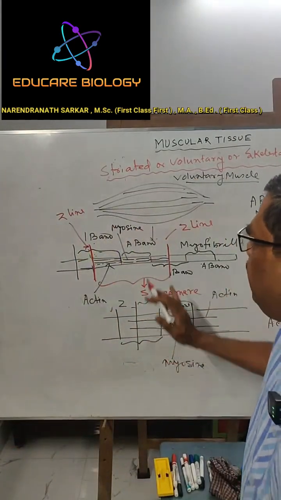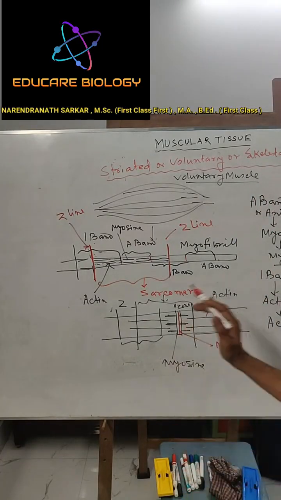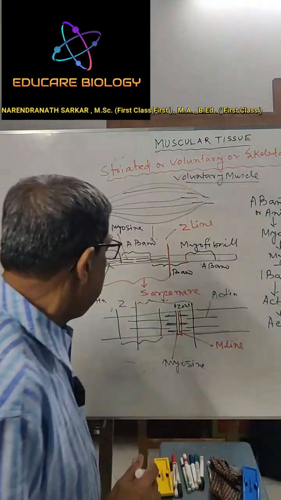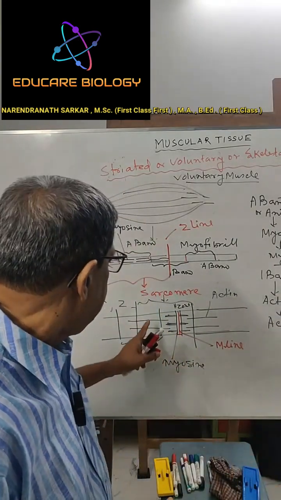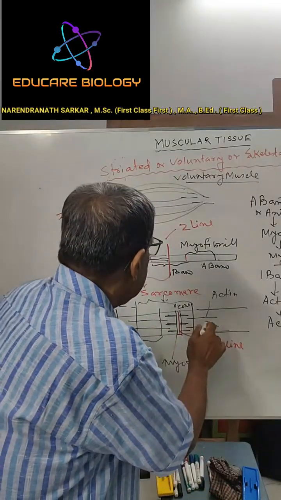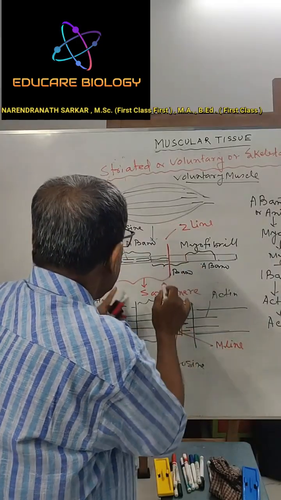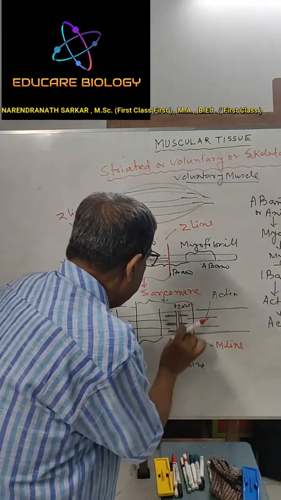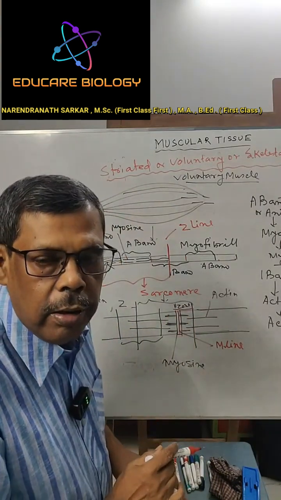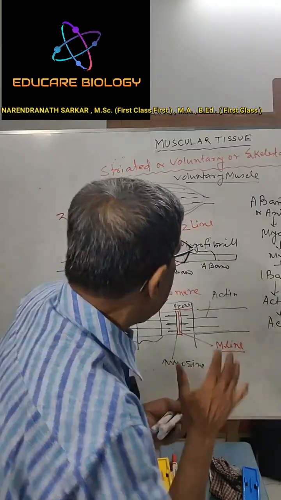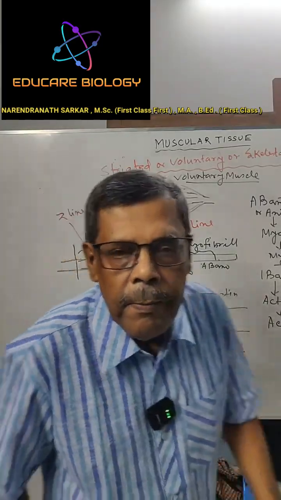So, the myofibril shows A band, I band. A band is composed of myosin filament, I band is composed of actin filament. In the middle of the actin filament, there is present Z line. The length between alternate Z lines is called sarcomere. In the middle of the A band, there is a light zone, which is called H zone. In the middle of the H zone, there is a line called M line. This is the structure of muscle fiber.